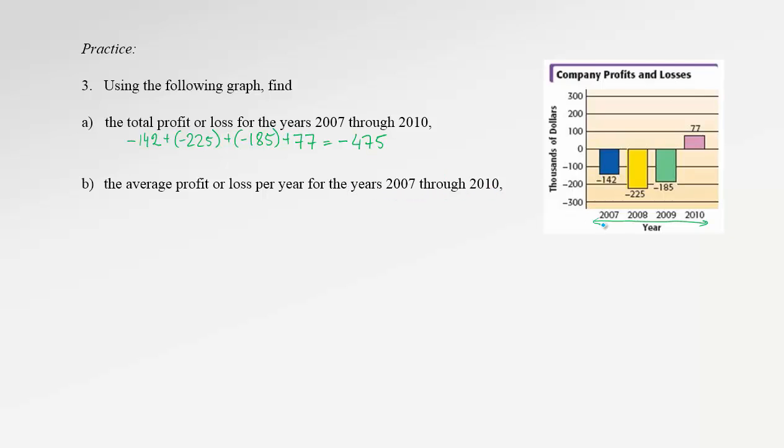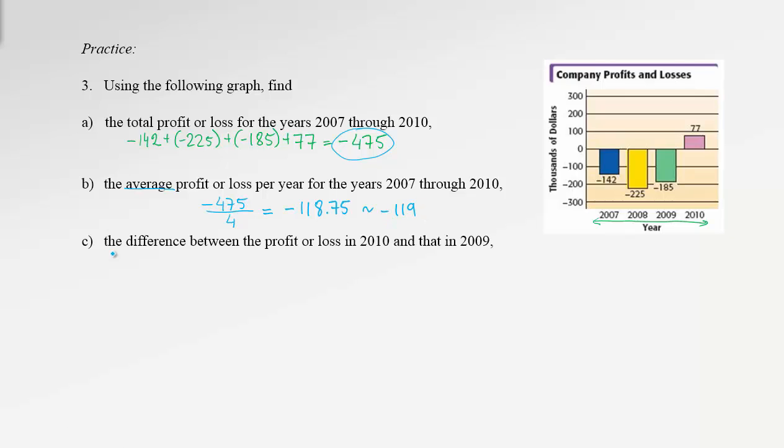In part B, we are asked to find the average profit or loss per year for the years 2007 to 2010. So we're talking about the same 4 years. Average profit or loss means that we need to distribute this overall loss over 4 years, meaning that we need to divide the loss by 4 to get the average. And again, using a calculator, we end up with -118.75. So on average, the company lost approximately $119,000 per year.